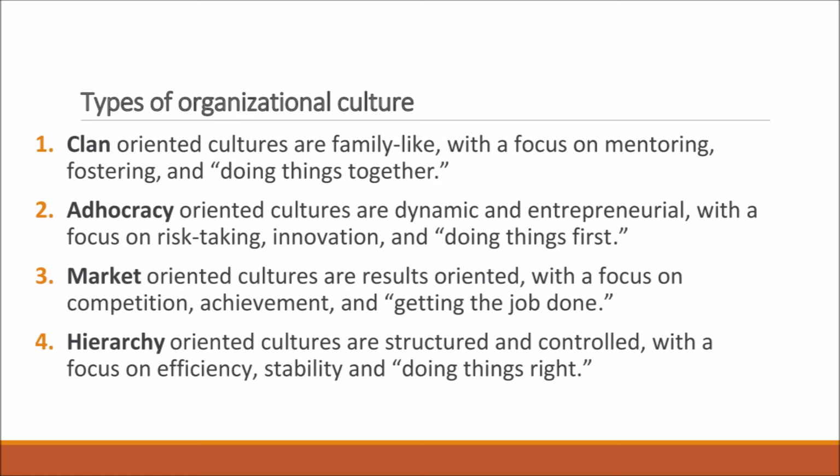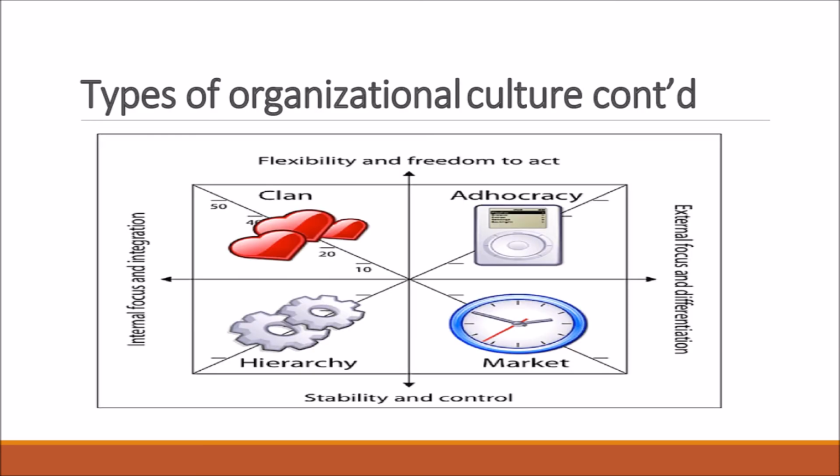And then the hierarchy-oriented culture are structured and controlled with a focus on efficiency, stability, and doing things right. So here there is respect for seniority, there is respect for order. You cannot do anything without getting clearance. You need to go by the book. So these are some of the types of cultures that can prevail in an organization. So this is the diagram, you look at it. So if you look at the clan culture, for example, you see that if you look at internal focus and integration, it's got very high on it.